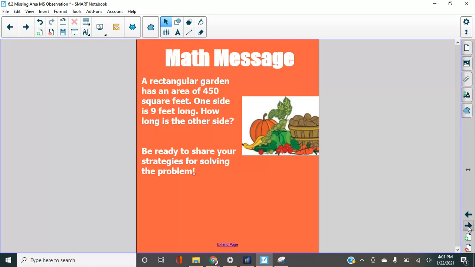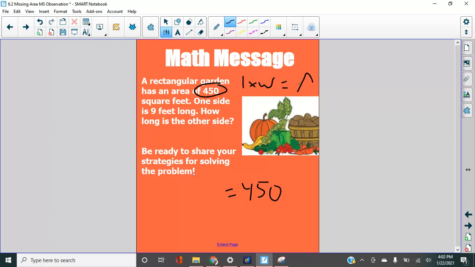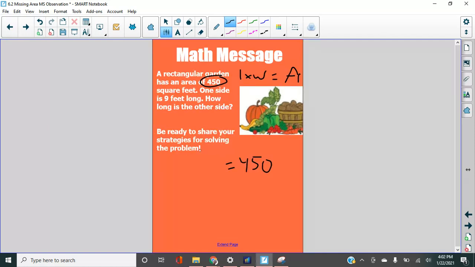Remember what we talked about yesterday with those extended division facts? Let's look at that, right? We know the area is 450 because remember, the length times the width equals the area of a rectangle. And I would actually draw this garden if I were doing this, which I am. And I would make this side 9 and the area is 450, right? What we don't know is this side here. We don't know that side.